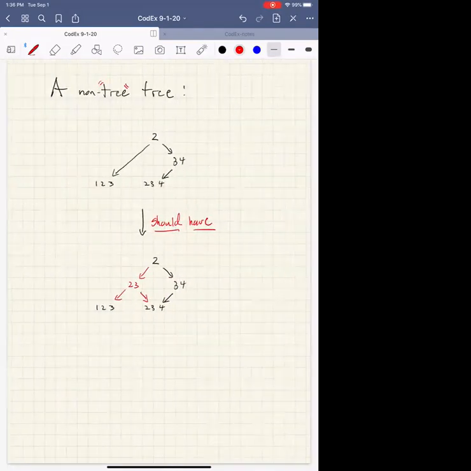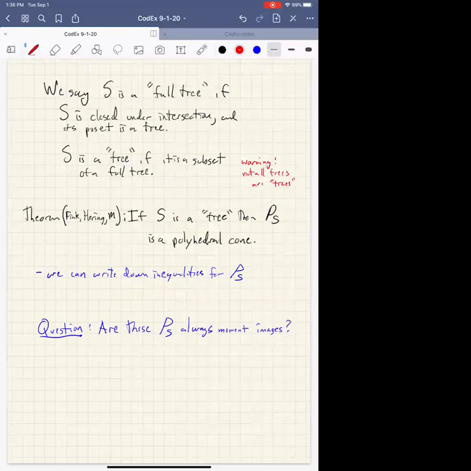Here's an example of a non-tree tree. If you take this obviously tree-ish diagram and close it up under intersection, you're forced to put a diamond shape into your poset. And so this is not a subset of a full tree. It's a way of saying that. But regardless, theorem: if S is a tree in quotation marks, then P sub S will still be a polyhedral cone. And moreover, it will be a fiber product cone of some known cones, so we can write down inequalities for it.